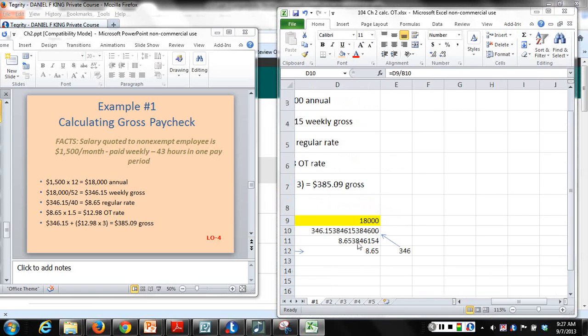Okay, I want to take this kind of to the extreme in Excel, because we've been looking at a display that showed us the answer when we make this division. We're dividing the 52 weeks into the 18,000.